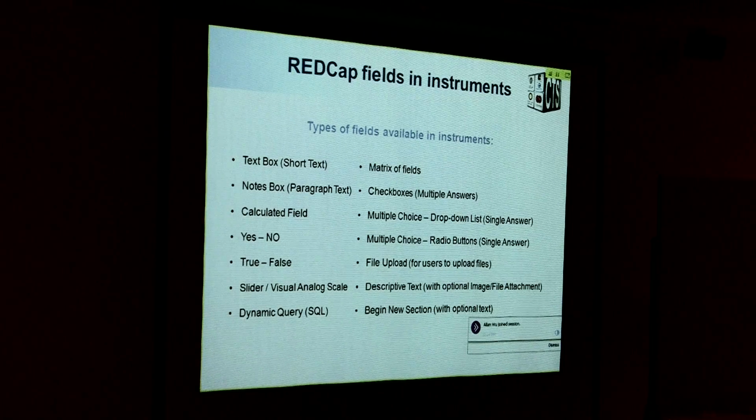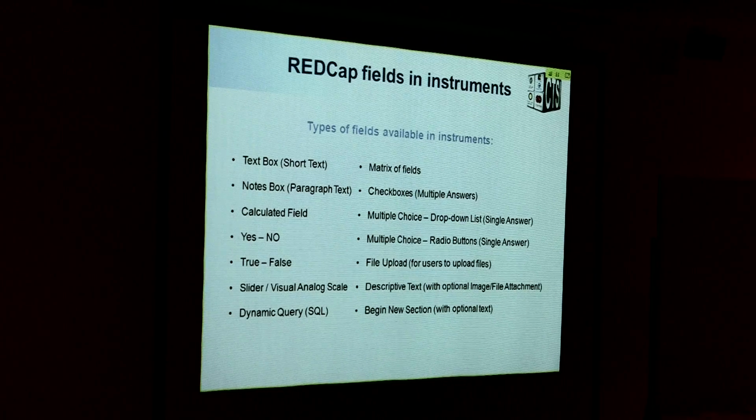A yes/no choice, true/false choice. A slider is a sliding scale, usually from a small number to a large number, and you can define the numbers yourself. Dynamic SQL is something that the administrator uses if you need to link your records from one project to another project.